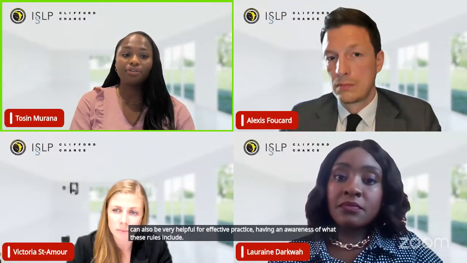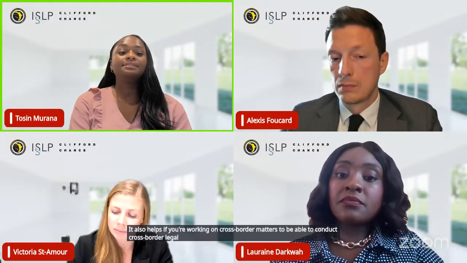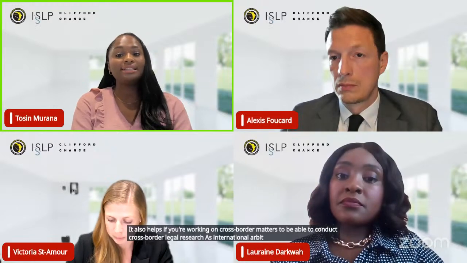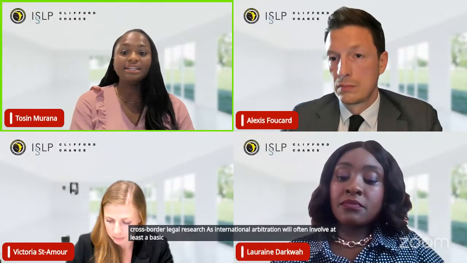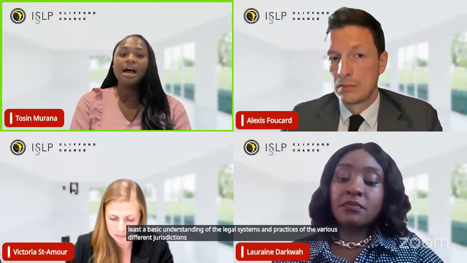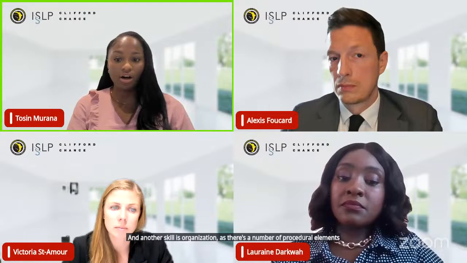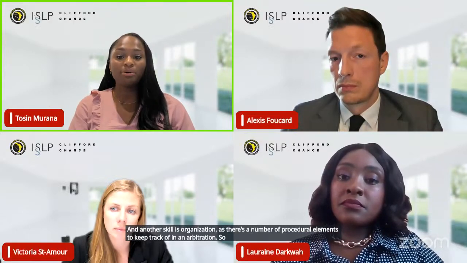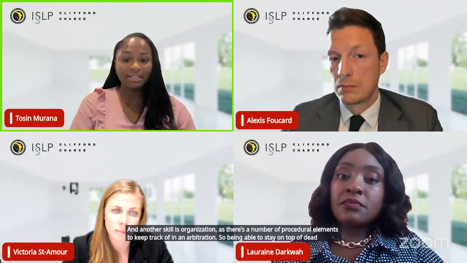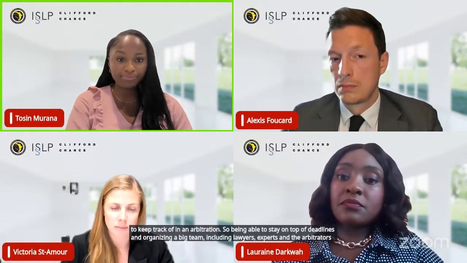It also helps if you're working on cross-border matters to be able to conduct cross-border legal research, as international arbitration will often involve at least a basic understanding of the legal systems and practices of the various different jurisdictions that are involved. And another skill is organization, as there's a number of procedural elements to keep track of in an arbitration. So being able to stay on top of deadlines and organizing a big team, including lawyers, experts, and the arbitrators themselves, can be quite important.